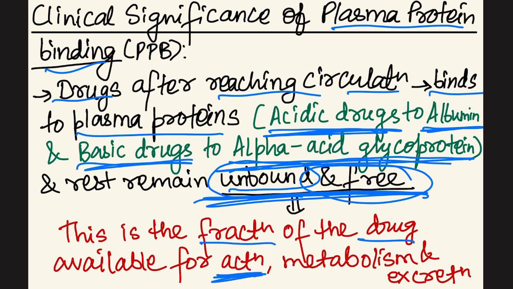This fraction of the drug is the only drug which is going to get metabolized and also going to get excreted, and the bound form is basically acting as a reservoir. So once the unbound form is used up, then some of the drugs which are present in the bound form will turn into the free form. So basically the bound form of drugs acts as the reservoir.